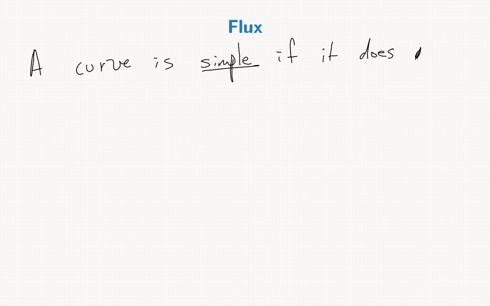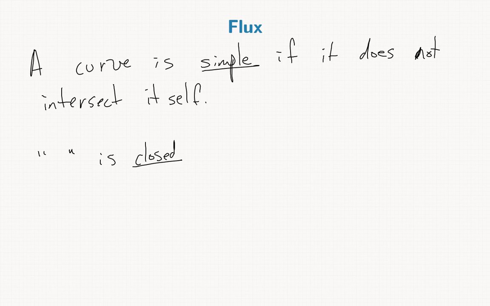So a curve is simple if it never intersects itself, if it does not intersect itself, and is closed or is a loop if it starts and ends at the same point.